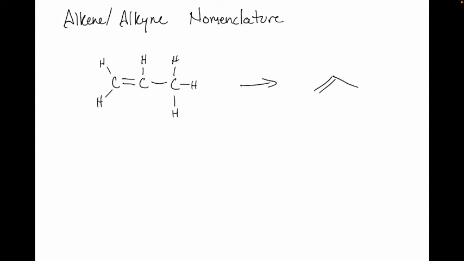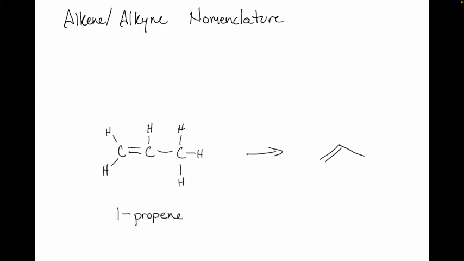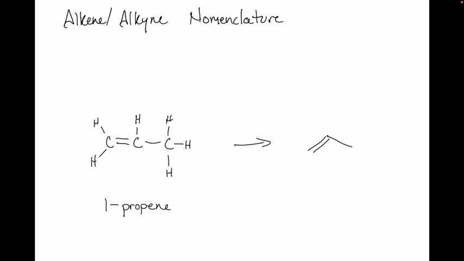Okay, so I'm gonna just give you the punchline here, and then we'll try to pick it apart a little bit. This molecule's name would be 1-propene. Remember that if we just had a 3-carbon alkane, what would the name of this molecule be with all single bonds?